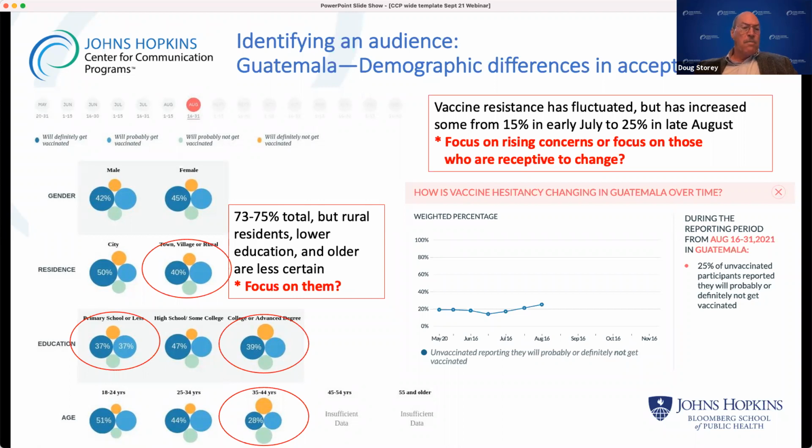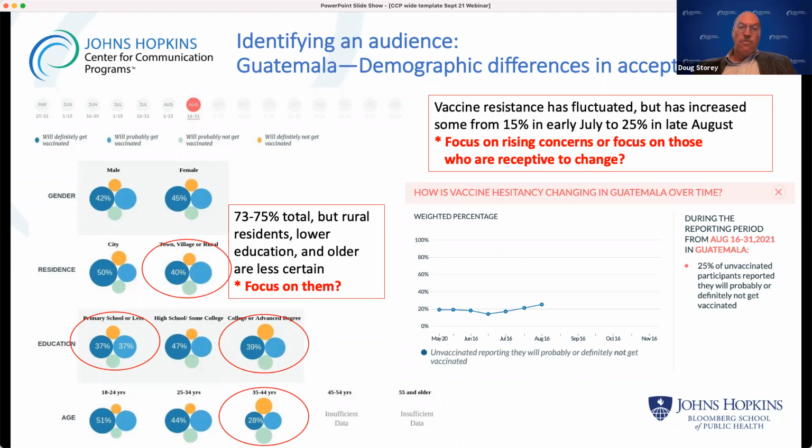But these demographic breakdowns indicate that people from rural areas, circled in red here, those with primary school education and those with college education, as well as those in the 35 to 44 year age category, are somewhat less certain. That is, they express less certainty that they will definitely get vaccinated. So this provides a strategic opportunity to think about whether these are appropriate audiences to focus on in order to encourage them to go ahead and get that vaccination.